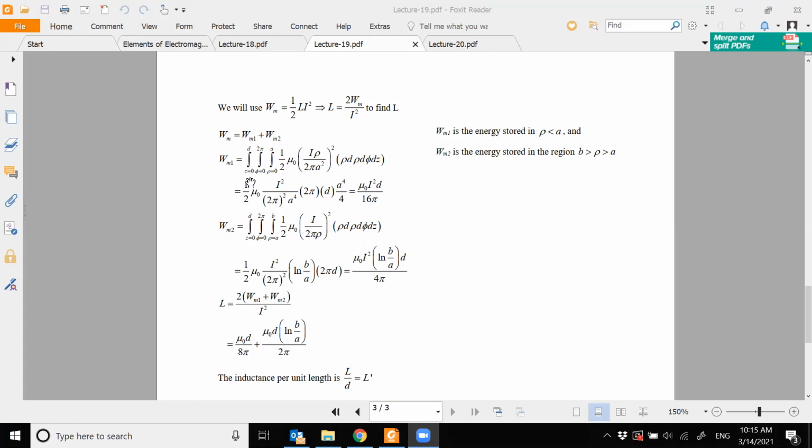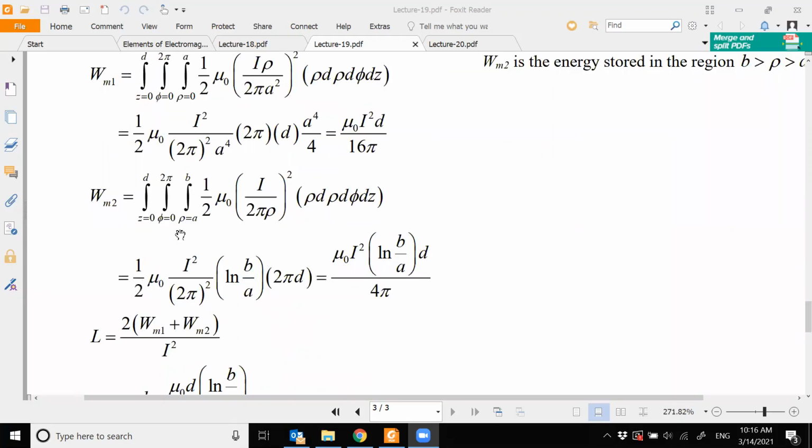So, integral z, that is the length, from 0 to D, phi from 0 to 2 pi, rho from 0 to A, which is our center conductor of non-negligible thickness. This is the magnetic field square integrated over the volume, and you will get this. Second is between A and B. The volume will again be a cylinder of length D, z from 0 to D, and phi takes the complete limits, 0 to 2 pi, whereas rho is between A and B. And then we get this.